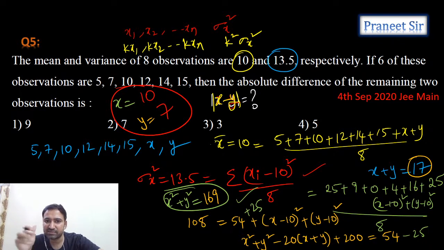So 10 plus 7 is 17. So 10 minus 7, 3. Yes, third option is correct. So that is a mistake we have done. Clear, Lakshman? Yeah, correct, you're right. So guys, is it clear? Everyone understood this?